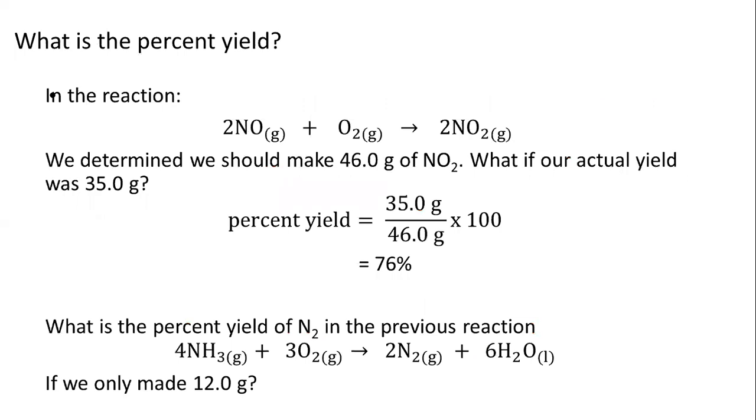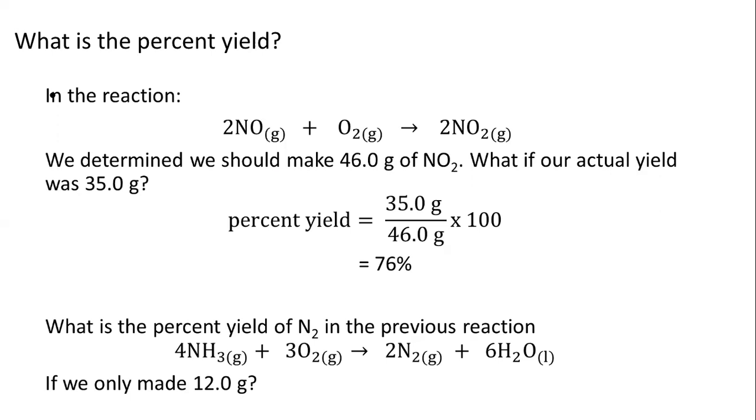So let's do an example. In this reaction, where we have 2 nitrogen monoxide molecules that combine with oxygen to form 2 nitrogen dioxide molecules, we want to know what the percent yield is. We determined that we can make 46.0 grams of nitrogen dioxide. Again, that's because nitrogen monoxide was the limiting reactant. This is all we can make.